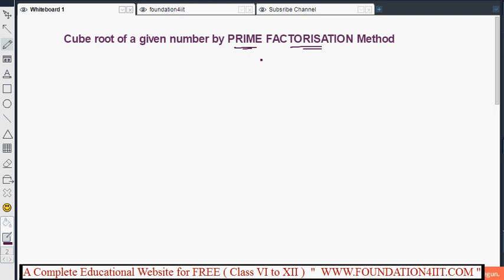So I'm not going to discuss much more on this; I'll come directly to the topic. First we need to resolve the given number into prime factors, right? For example, I'll take this question: find the cube root of 9261. Next we'll also see how to test whether a number is a perfect cube or not. Anyway, we'll use the prime factorization method for both.